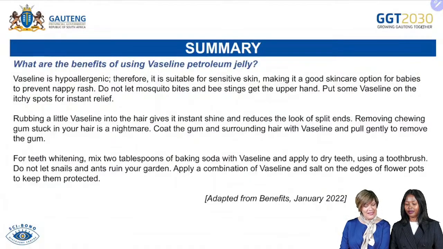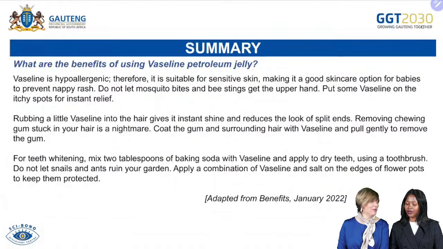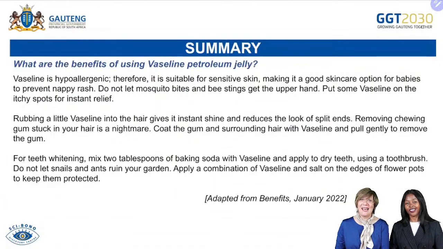Rubbing a little Vaseline into the hair gives it instant shine and reduces the look of split ends. Oh, that's such good advice. Okay? I think we need to use this one definitely. That's correct. And the next one, removing chewing gum stuck in your hair is a nightmare. No benefits there. Doesn't tell me anything about what Vaseline's going to do. Coat the gum and surrounding hair with Vaseline and pull gently to remove the gum. That sounds more like a benefit. Absolutely. Now we know exactly what to do. So we'll keep that sentence.